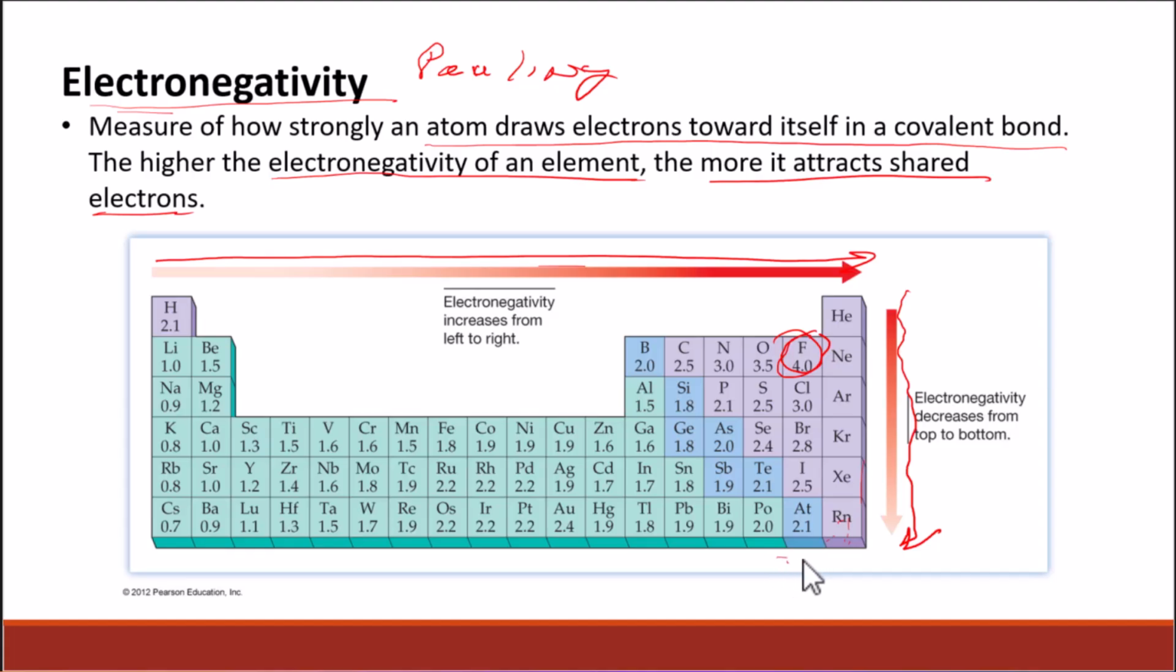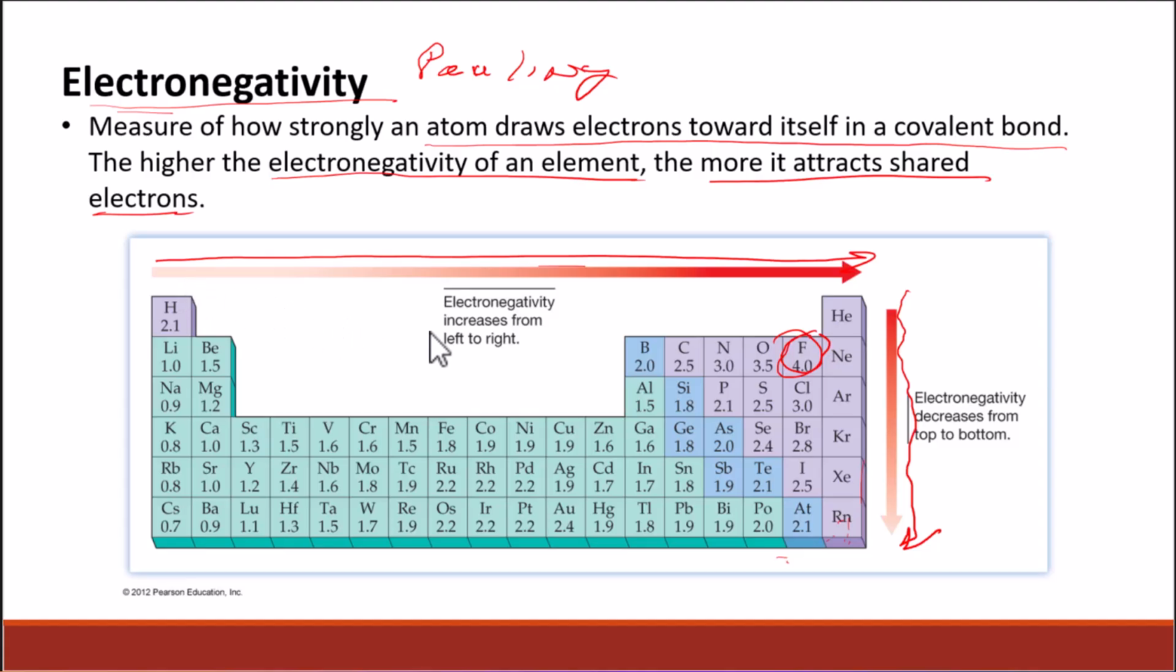Is further away from the nucleus. You have more shielding electrons. In general, the effective nuclear charge is decreasing, and so the electronegativity decreases. Okay, so it follows the rest of the trends in effective nuclear charge.